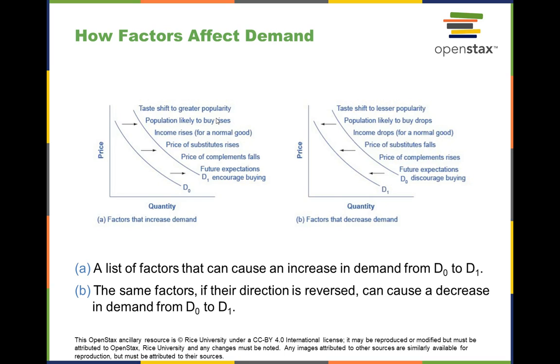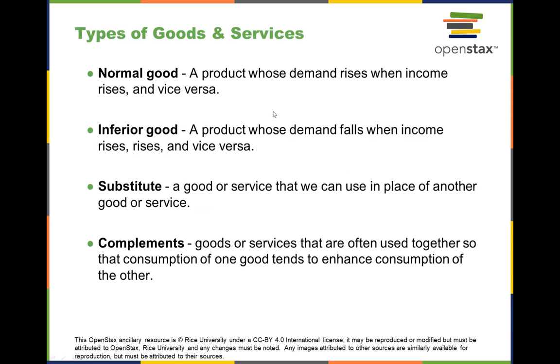And then the opposite of that, the demand shift is going to happen in the opposite direction, decreasing to the left if there is a shift to lesser popularity. Population likely to buy drops. Maybe baby boomers are done being young adults, so those products are going to fall in demand. Income drops. Price of substitutes falls. And the price of complements rises. So all these things will help demand diminish.